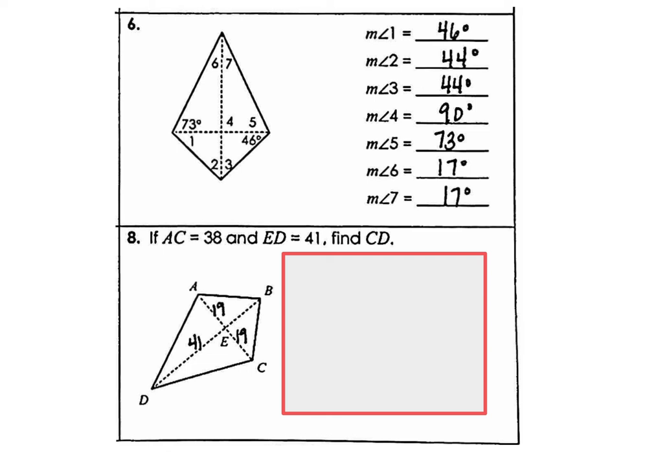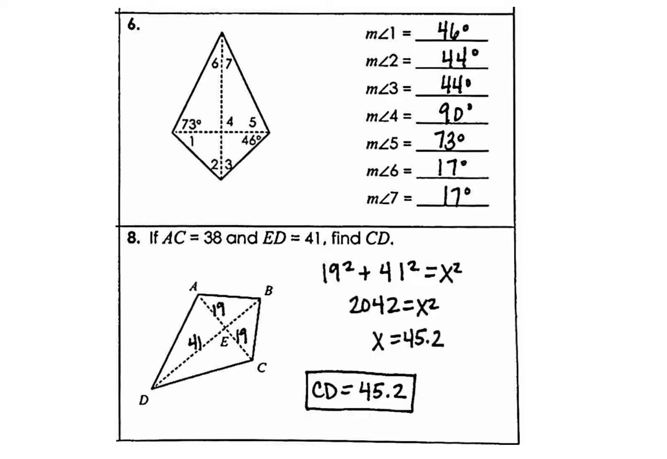5, you could have subtracted, 73 and 73 are congruent, to get that, and then subtract that from 180 to get 7, which also gives you 6. And then for the last one, you had to use the Pythagorean theorem here. If this is 38, those are each 19, and you can use the Pythagorean theorem to solve for C, D.